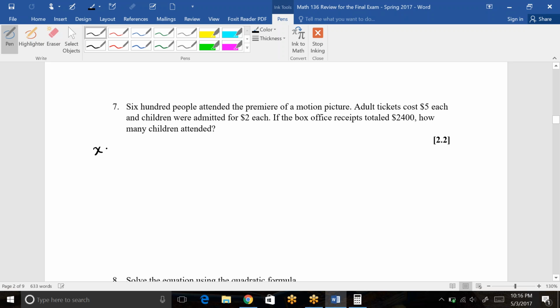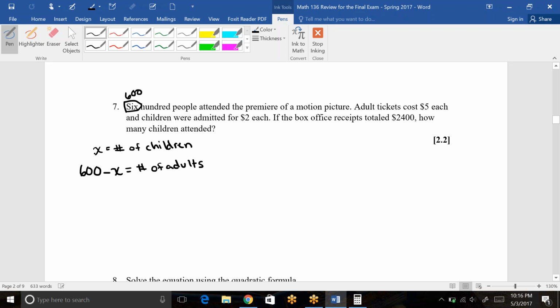So we're going to let X be the number of children, since that's what we care about, and I'll be able to solve for that right away. So 600 is the total number of people that were at the event. So if you already know that there's X amount of children, the rest of the group, so 600 minus the children, would be the adults.